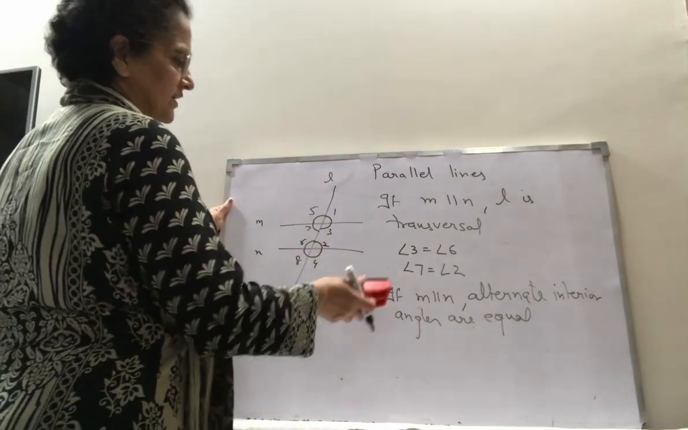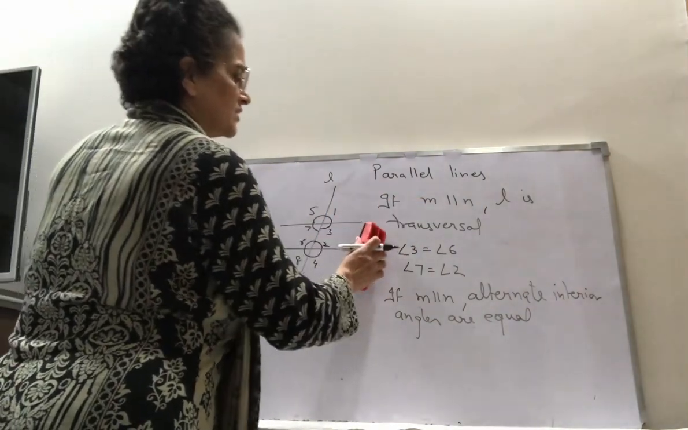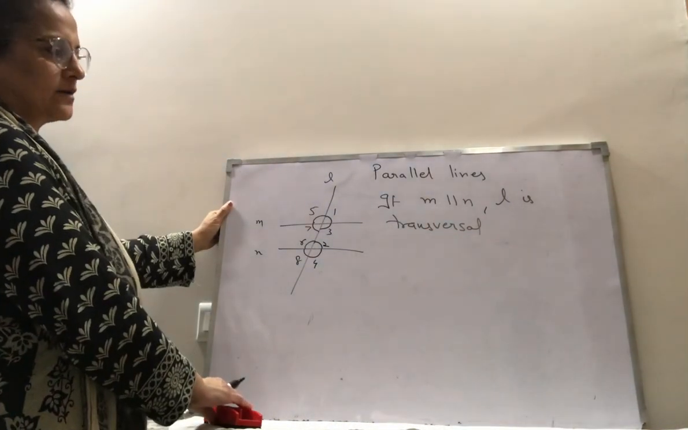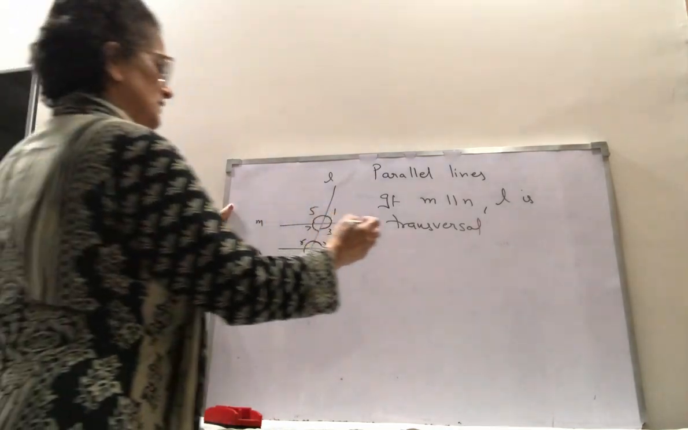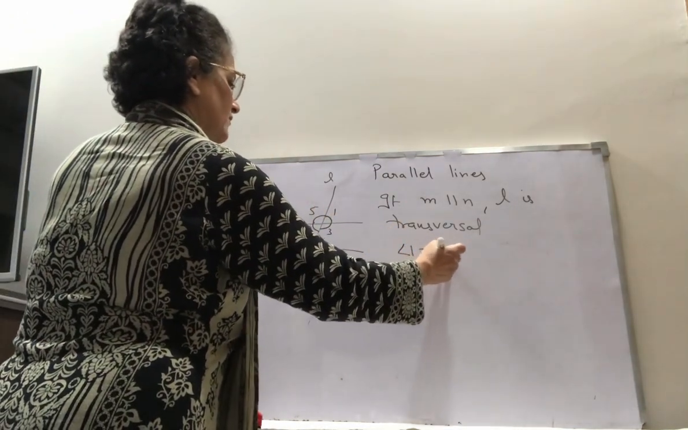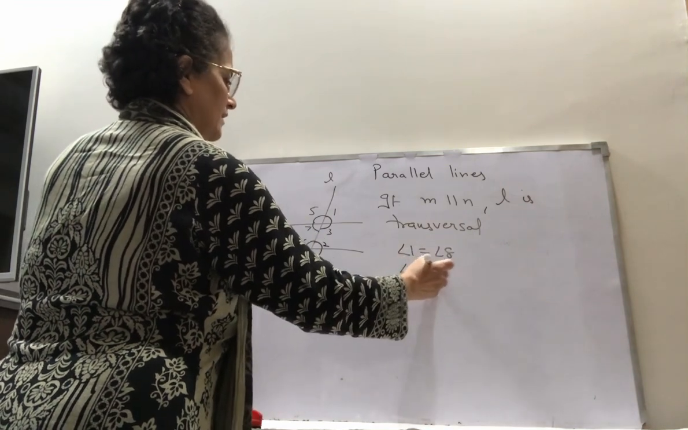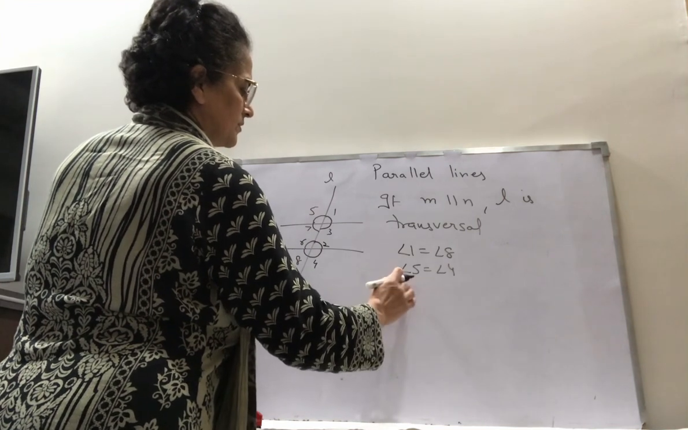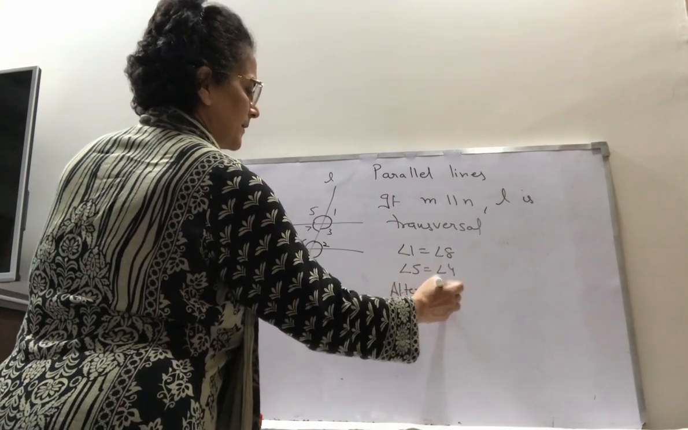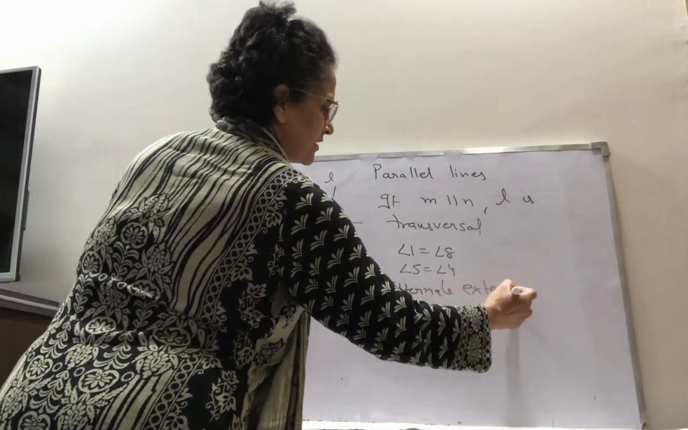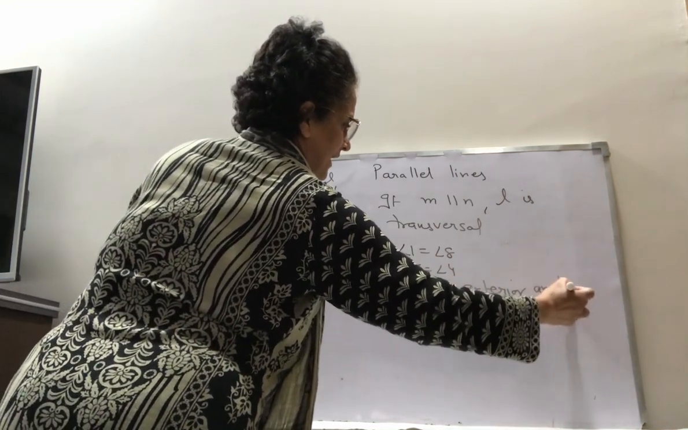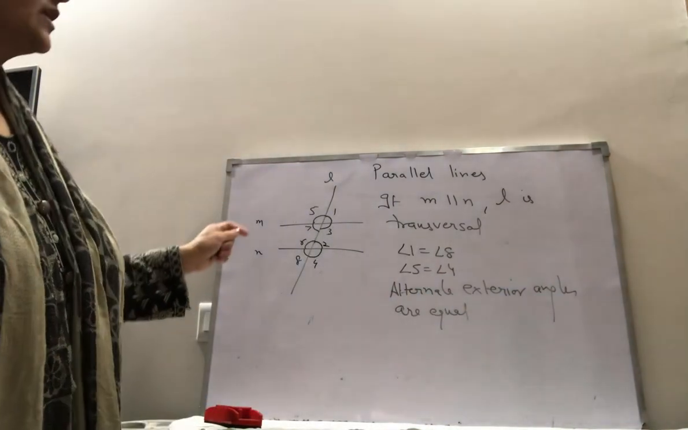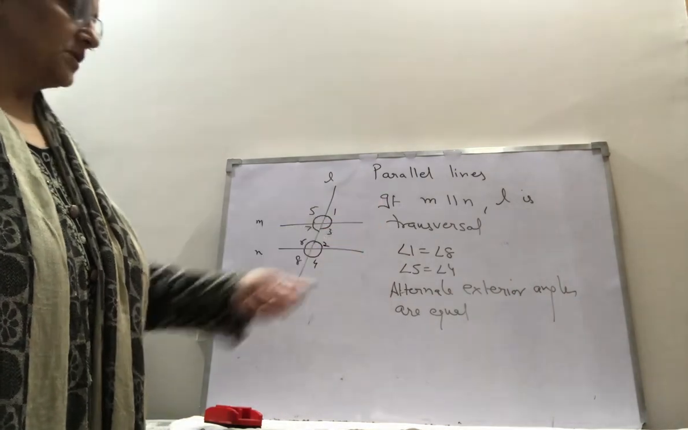So let's talk about the exterior angles also. This is the same condition. M is parallel to N and L is transversal, we can say angle 1 will be equal to angle 8, angle 5 will be equal to angle 4. So alternate exterior angles are equal, right? So now we'll talk about the other way.